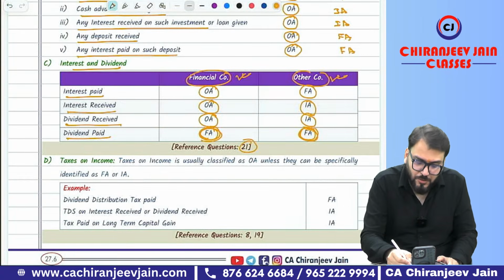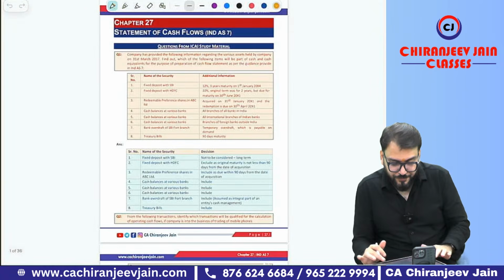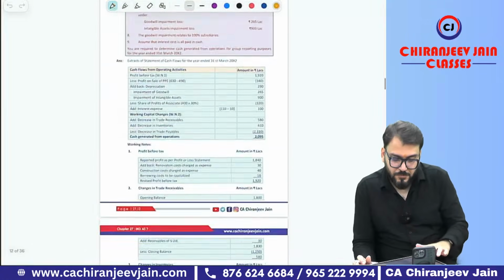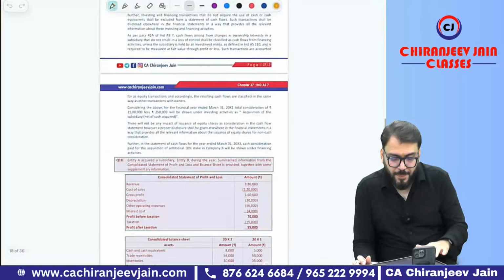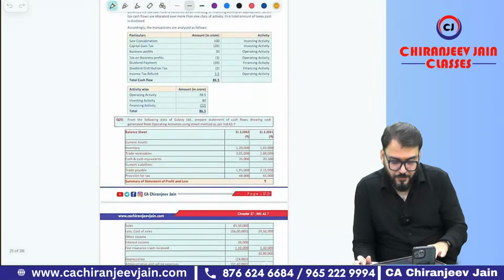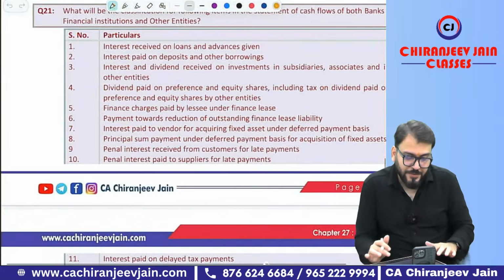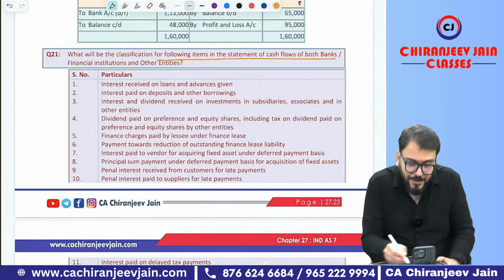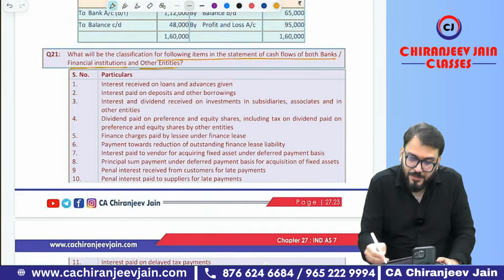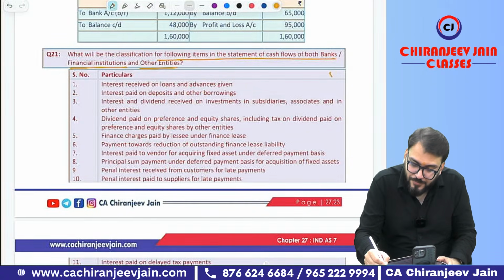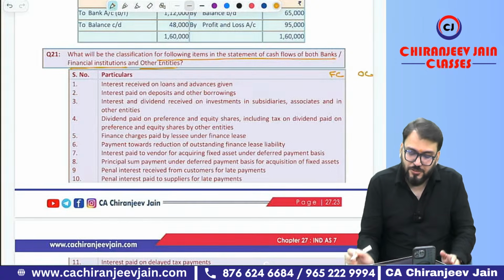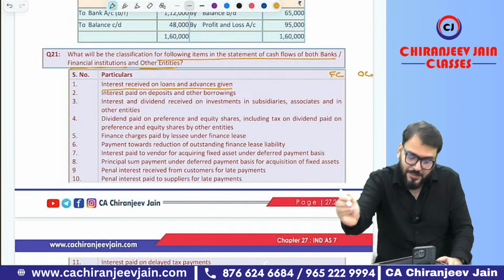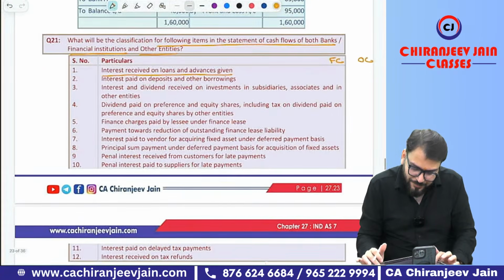Come to that question, question number 21. What will be the classification of the following items in the statement of cash flow for both a bank and financial institution and another entity? Means what will it be for a banking company, meaning a financial company, and for other companies. Interest received on loans and advances given. You will do it right now.